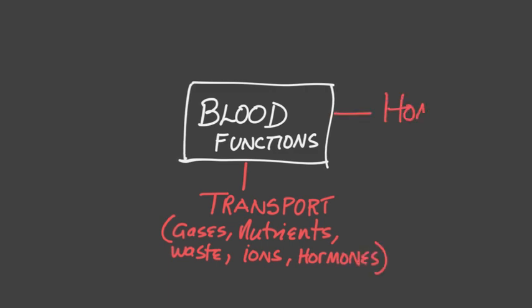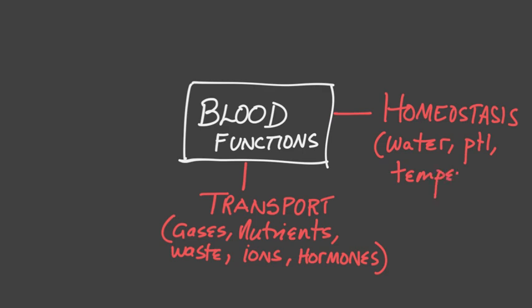Blood also helps us to maintain homeostasis. We already learned how blood helps to maintain temperature balance. It also maintains water balance, acid base balance, and salt balance.